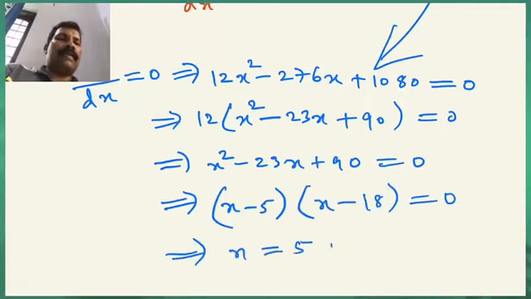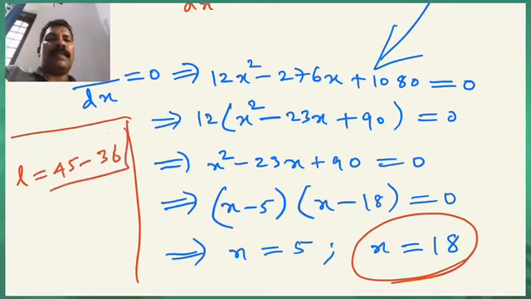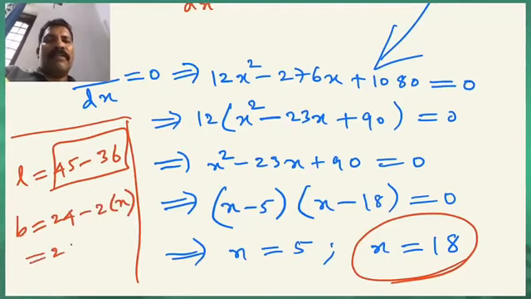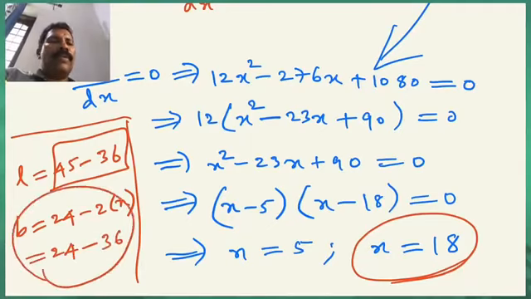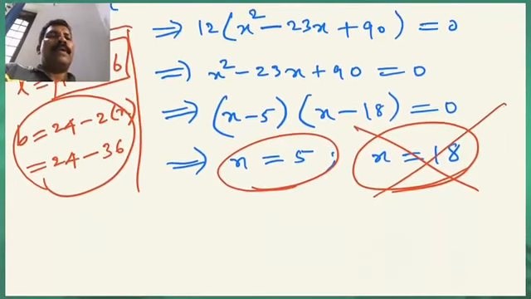Thus we have two values, x equal to 5 and x equal to 18. But here you can see that when x is equal to 18, we cannot make a box, because the length is okay, that is 45 minus 2 into 18, 36, you can subtract. But for breadth, 24 minus 2 into x, that is the breadth of our box, if we take x equal to 18, 2 into 18 means 36, so breadth will be negative. Therefore x equal to 18 is not acceptable. So the permitted value is x equal to 5 only.